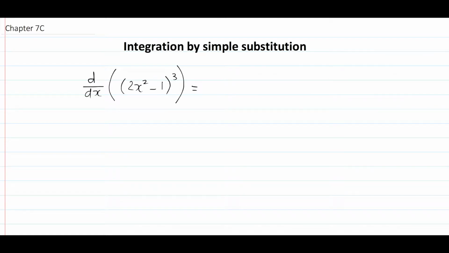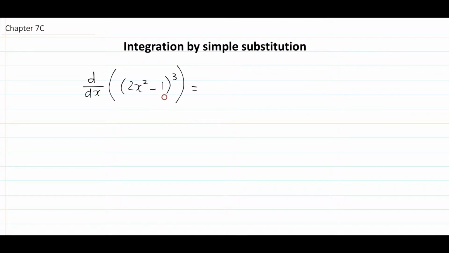Today we'll be doing chapter 7C, which is the integration chapter, or more specifically the integration by substitution topic of your maths textbook. So before I introduce you to what a simple substitution is, let's do a little bit of warm up, to warm ourselves up.